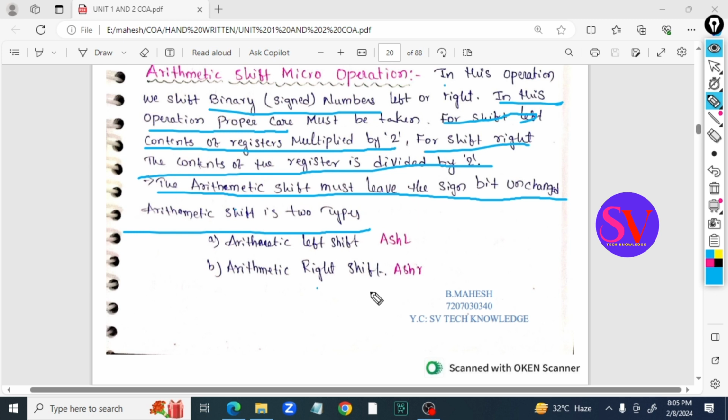And if before the operation it is a negative number, after the operation it should also be a negative number. Arithmetic shift micro operation is mainly two types: one is left shift and the other is right shift. Arithmetic left shift will be represented with ASHL, and arithmetic right shift operation will be represented with ASHR.